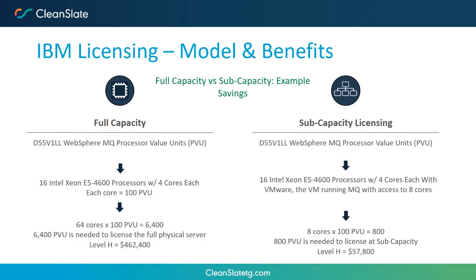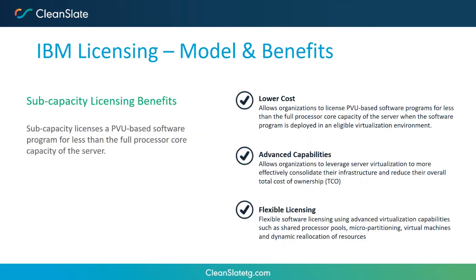$462,000 to license that. In contrast, if you utilize the subcapacity licensing model, you're going to see that licensing on that same machine for what you're actually using, your costs are going to drop significantly down to just under $58K. Again, IBM allows the utilization of subcap, but they do require you to run the IBM License Metric Tool as a way to track your usage.